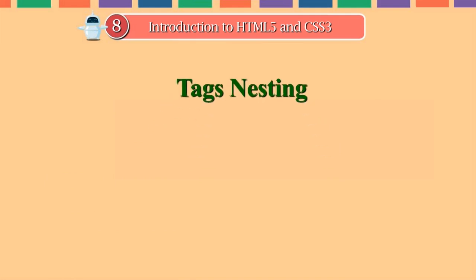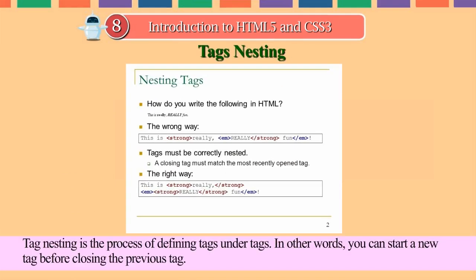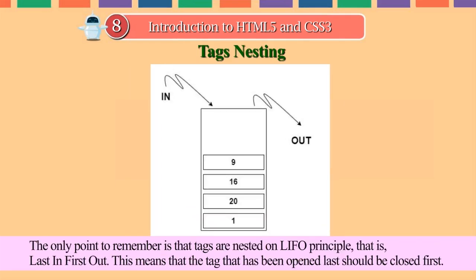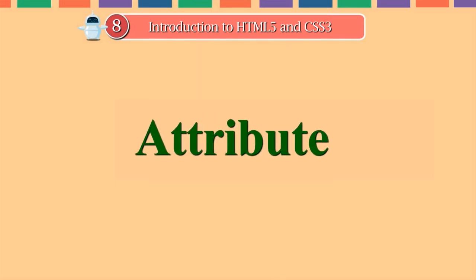Tag nesting. Tag nesting is the process of defining tags under tags. In other words, you can start a new tag before closing the previous tag. The only point to remember is that tags are nested on the LIFO principle, that is, last in first out. This means that the tag that has been opened last should be closed first. Attribute.